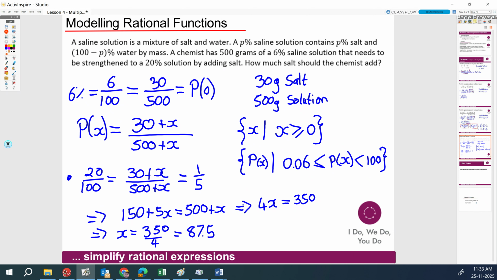What are the units? What does x represent? How much salt should be added? The mass of salt, so grams. Don't randomly throw up units like percent. With a modeling question, you must connect to context. You must know what P of x stands for and what the units are. You must know what x stands for and what the units are.